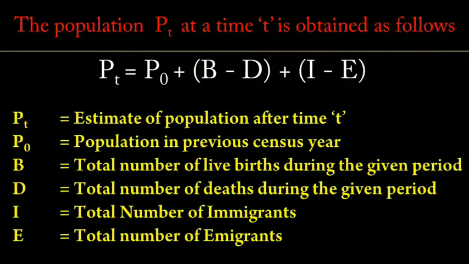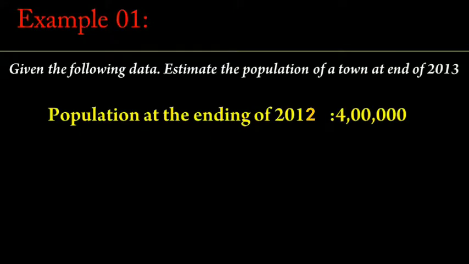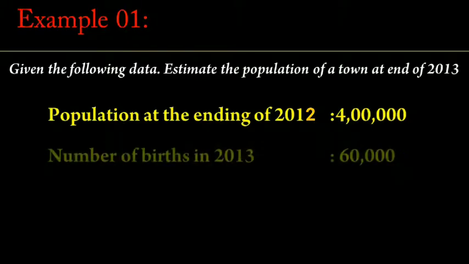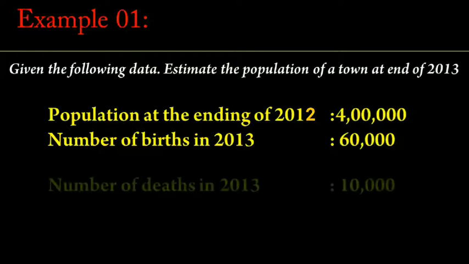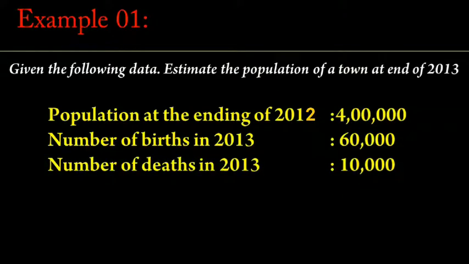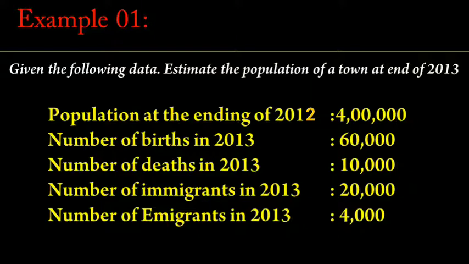Now let us implement this concept in the given examples. Example 1: given the following data, estimate the population of a town at the end of 2013. Population at the end of 2012 is given as 4 lakh. Number of births in 2013 is given as 60,000. Number of deaths in 2013 is 10,000. Number of immigrants in 2013 is given as 20,000, and number of emigrants in 2013 is 4,000.